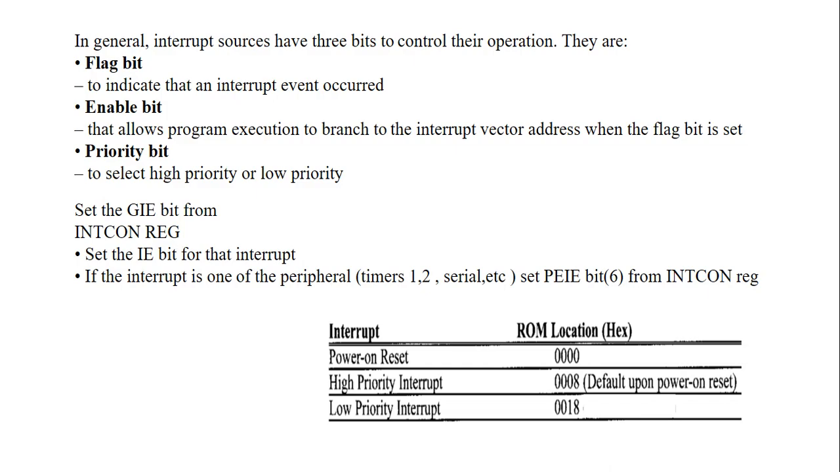Then set the enable bit for the interrupt. If you want to use a timer as an interrupt, it has to be enabled first. If the interrupt is one of the peripherals, then set the peripheral interrupt enable bits. There are 2 types of interrupts: hardware interrupts and software interrupts. Software interrupt means your timer interrupt and serial communication interrupts; these are internal or software interrupts, whereas external interrupts are LCD, ADC, switch, then UART. These are the external hardware interrupts.